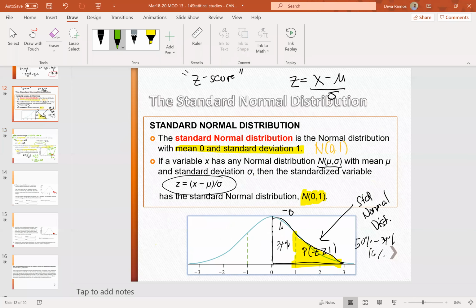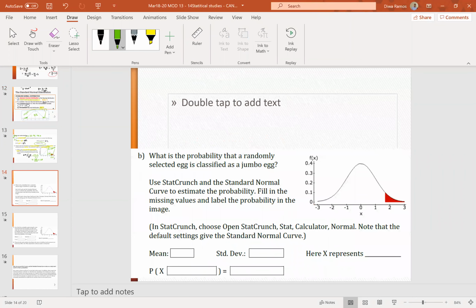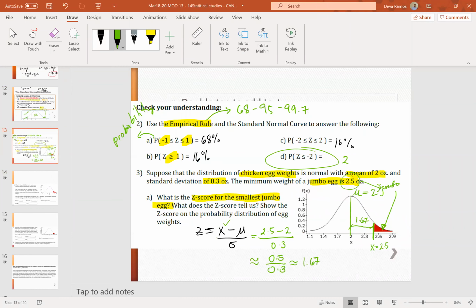If you look at this one, that will give us around 2.5%, because beyond 2 standard deviations we only have about 5% to spare. There's 95% here, which means the last 5% has to be shared by the two tails. So that is 2.5%.